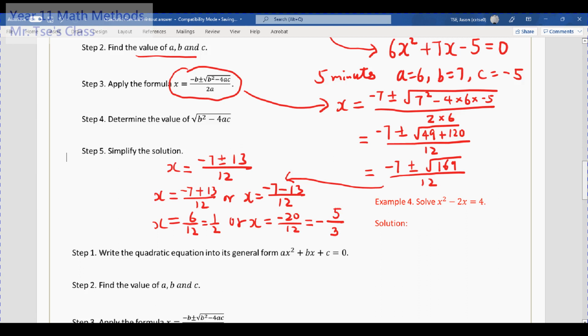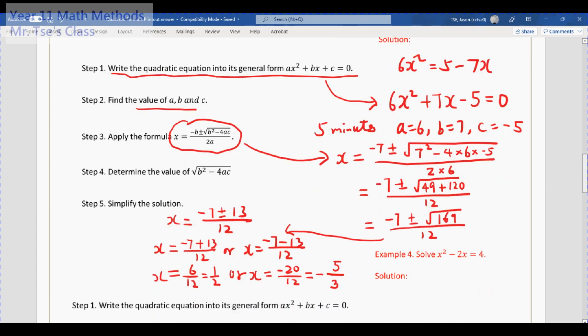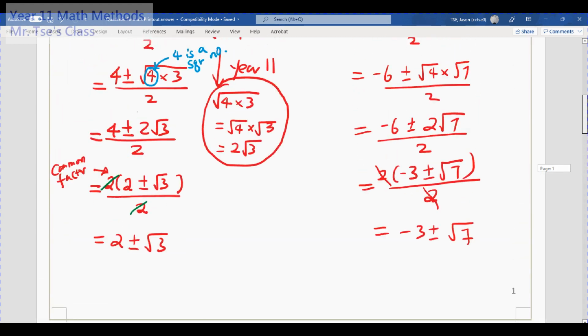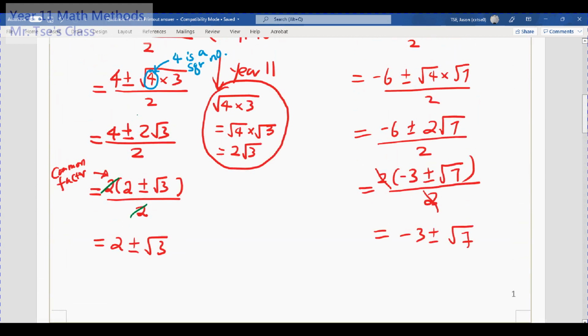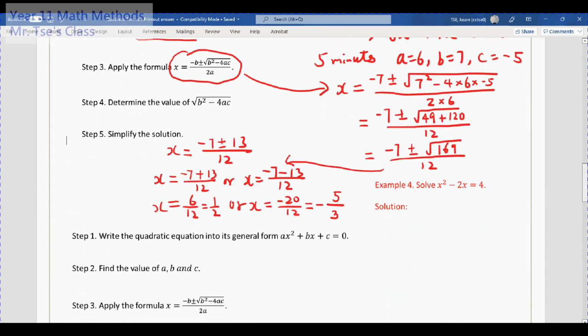Okay, so that's basically the answers, right? There are two answers in this case again. You need to be careful about the numbers within the square root sign. Sometimes they can simplify, and sometimes they can't be simplified, like square root 7, and then you stop there. But sometimes it's like square root of 169, then it becomes a square number.